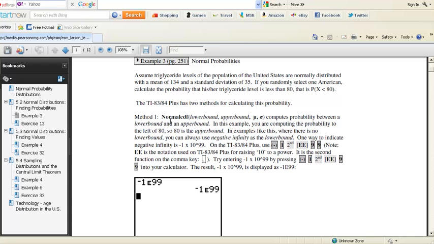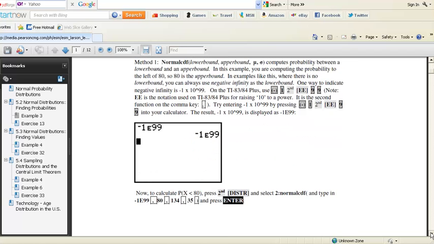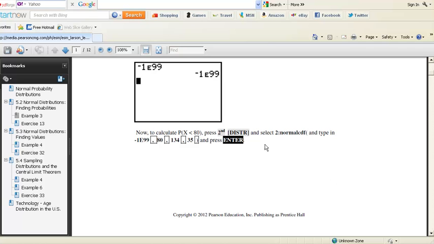This is method 1, and you're going to go to this key on your calculator. I forgot exactly where you go, so let me see if it tells you on the next one down. Oh yeah, it's 2nd, Distribution, and you select number 2, the normal CDF. And you're going to type in a number. This is like infinity here. Well, I type in negative 10,000 if it's the lower bound. If it's the upper bound, I type in 10,000.